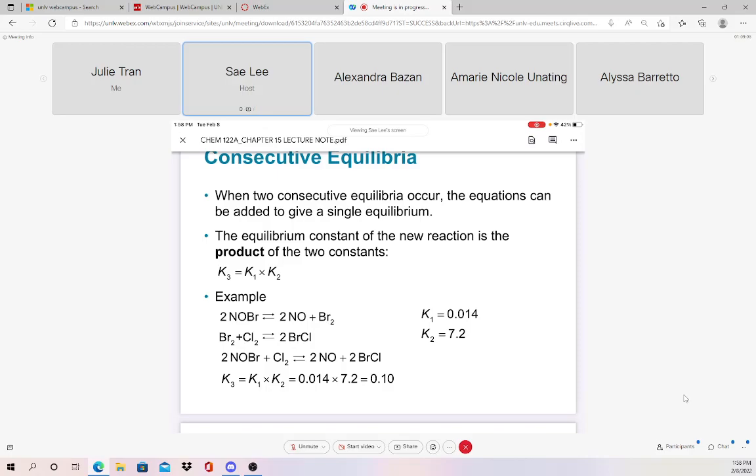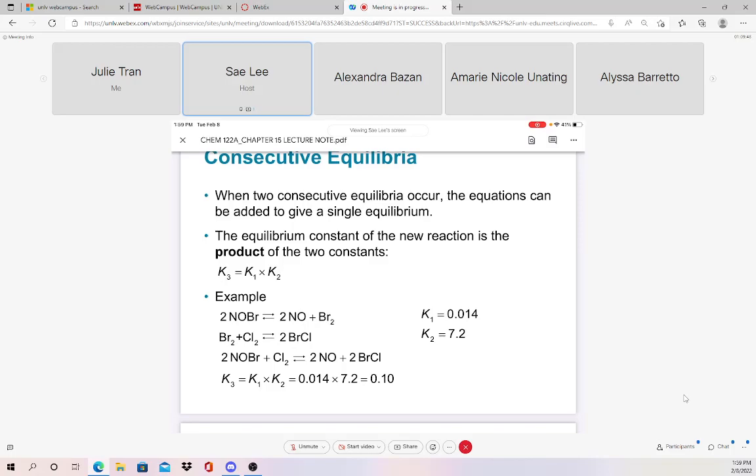So the overall reaction is going to be a combination of elementary reaction 1 and elementary reaction 2, which is 2NOBr plus Cl2 producing 2NO plus 2BrCl. So this is a combined reaction of two elementary reactions. The overall reaction's equilibrium constant is labeled as K3, or you can just put K, you can label it whichever way you want. But K3 here is indicating the overall reaction's equilibrium constant.